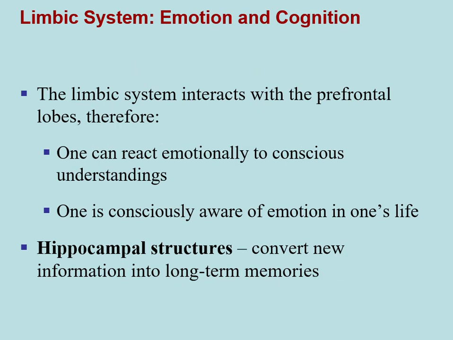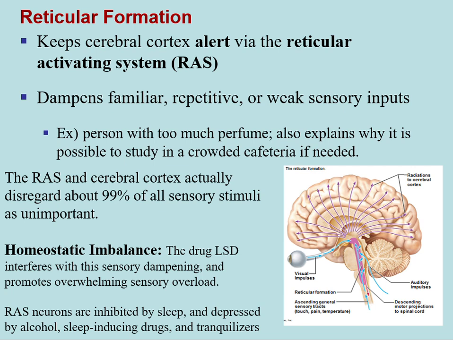So the limbic system is able to interact with multiple parts of the brain. It can interact with the multimodal association areas, like the prefrontal lobes, so it can react emotionally to conscious understandings, or give you a kind of consciously aware feeling of an emotion that's in your life. And again, it very much connects to many areas of the brain, including those that are important for long-term memories, like the hippocampal structures that convert new information into long-term memory.